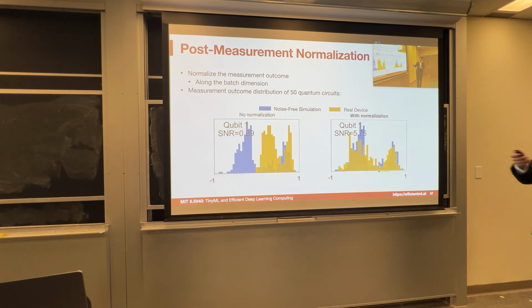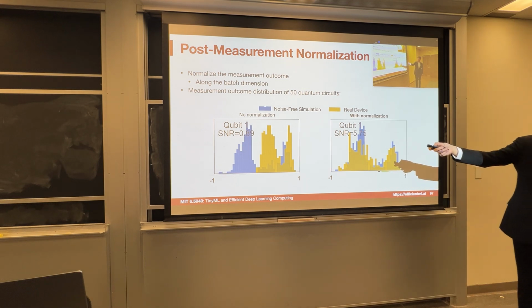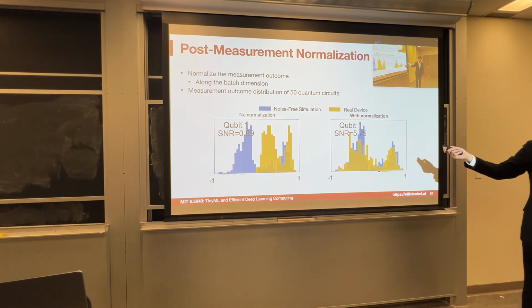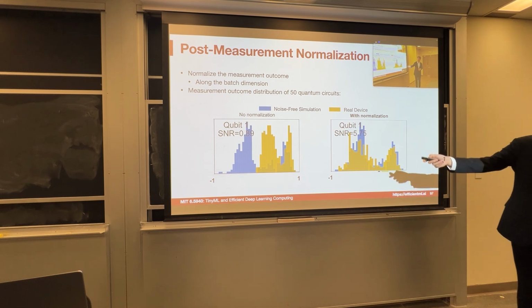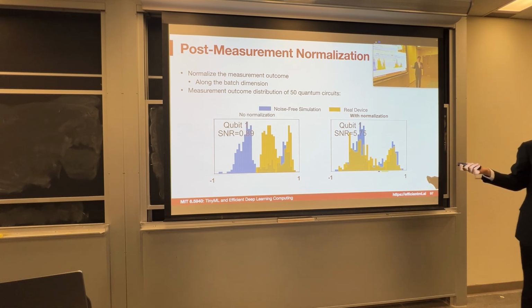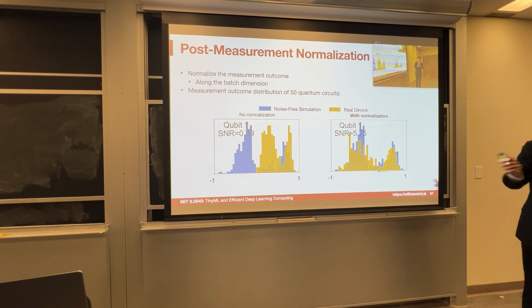So here we can show an intuitive plot. There are two colors. One is blue, which is the noise-free simulation, right? The other is the real device distribution. Because the expectation value is always from -1 to 1, we can see the noise-free simulation has a distribution in blue. And if we run this circuit on the actual device, there is a severe distribution drift. The peak is not aligned anymore, right? And the SNR here is also pretty low.